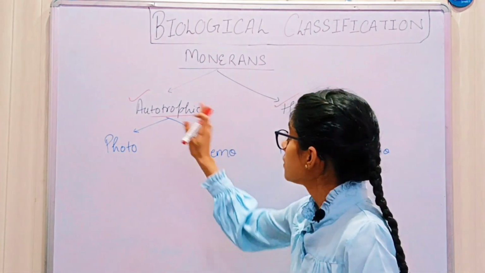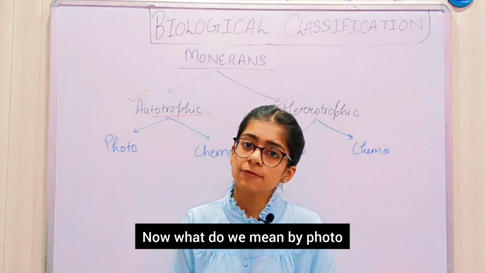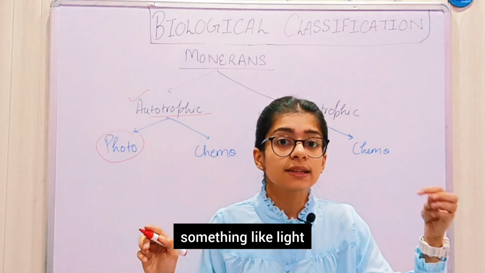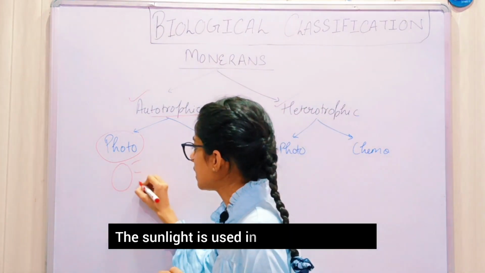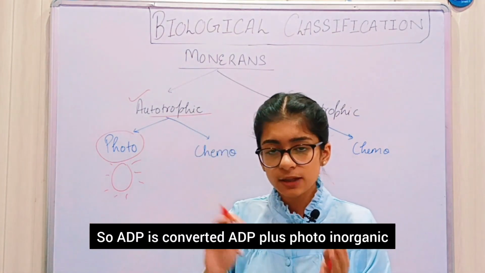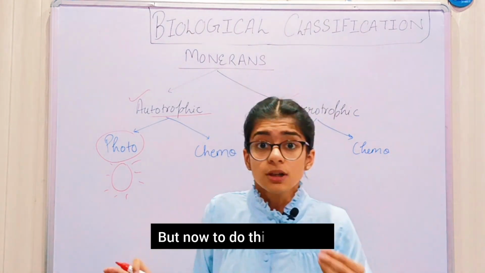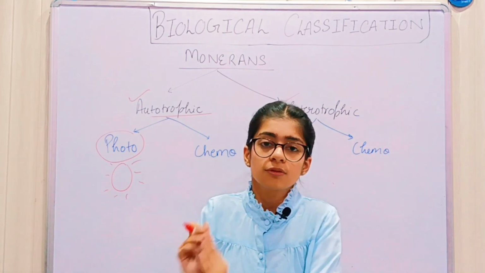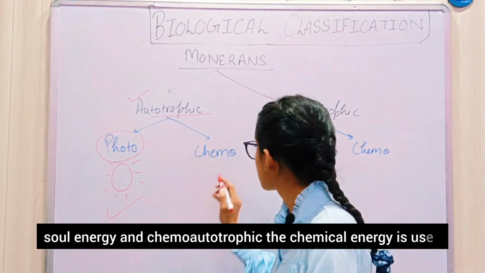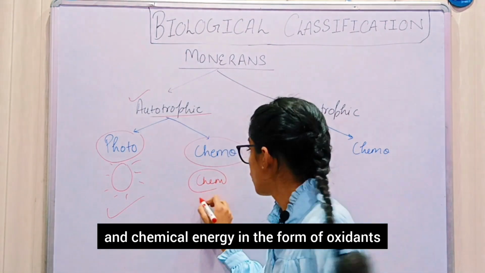Now the autotrophic can be photoautotrophic or chemoautotrophic. Now, what do we mean by photo and chemo here? In the photo, we can understand something like light. So sunlight is used in photoautotrophic. To do what? ADP plus inorganic phosphate is converted to the ATP. We learned that. But now, to do this reaction, which energy is used? So sunlight, the energy of the sun is used, solar energy. And in chemoautotrophic, the chemical energy is used, and chemical energy in the form of oxidants.